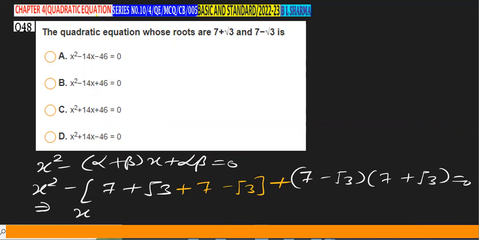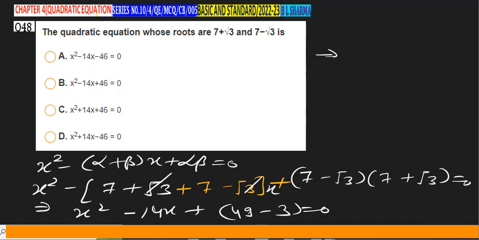So we can write x square, and in the sum the plus and minus root 3 cancel, so minus 14x. Then 7 times 7 is 49, minus root 3 squared which is 3, is equal to 0. Finally, we can write the answer x square minus 14x plus 46 is equal to 0. So here B is the correct option.